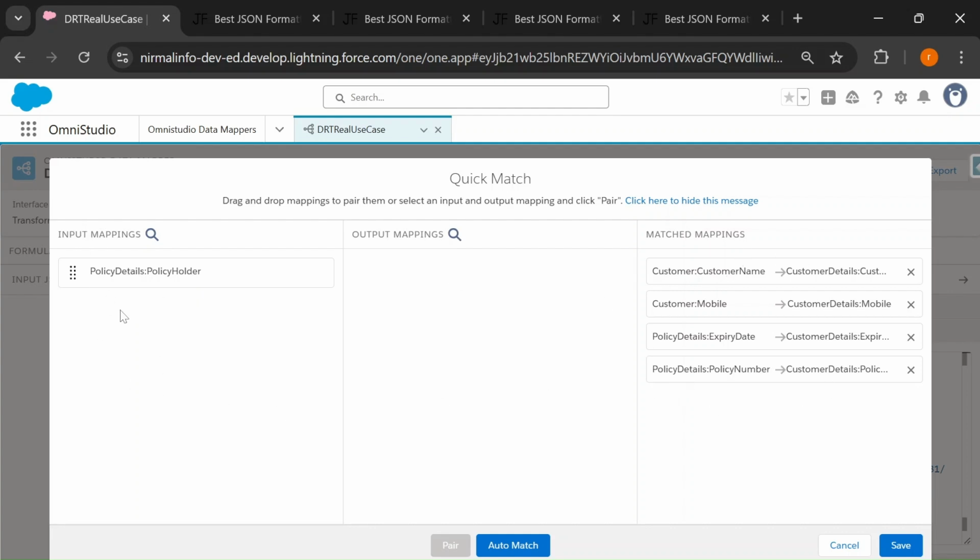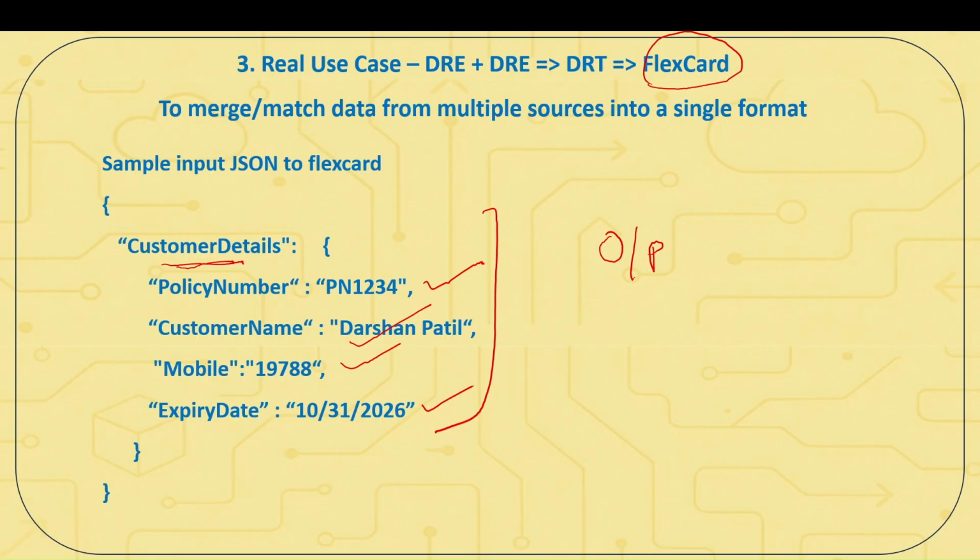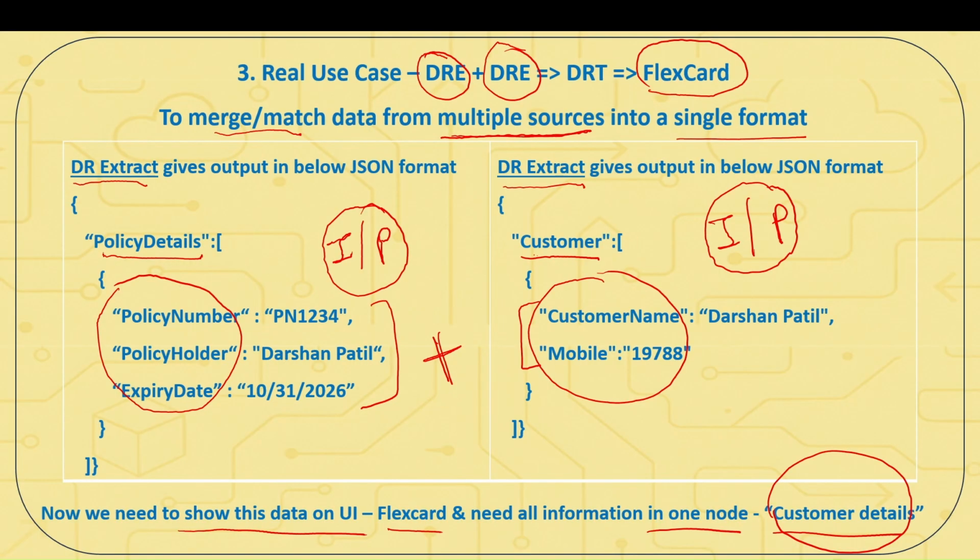And how is this left then? This may be the case. Let me explain this as well. If you observe this node, here is the policy holder name, that is Darshan Patil. Similarly, here is the customer name. So this data is the same, but with a different node name, customer name and policy holder name. Conceptually, from a significance point of view, it's the same one. In the customer node, it's a customer name. In the policy detail node, it's a policy holder name. So you need not worry about this.